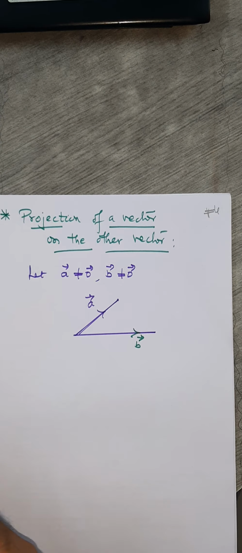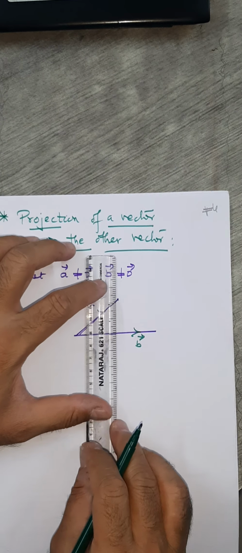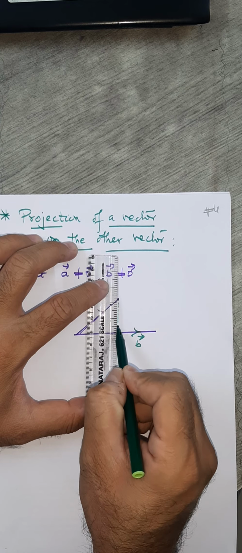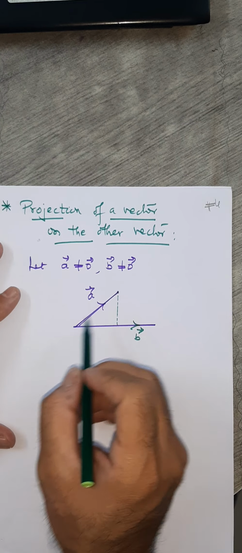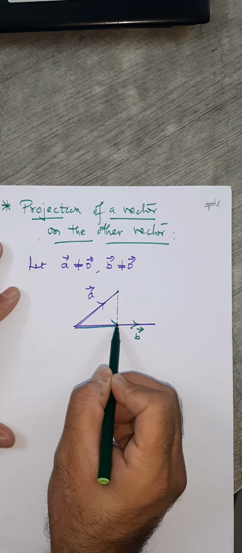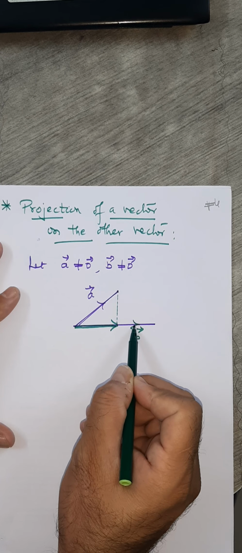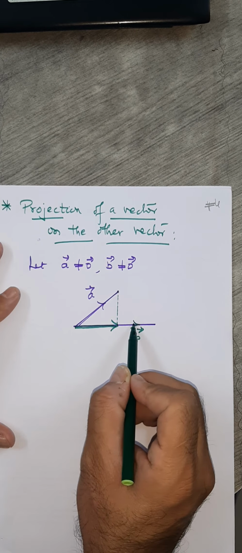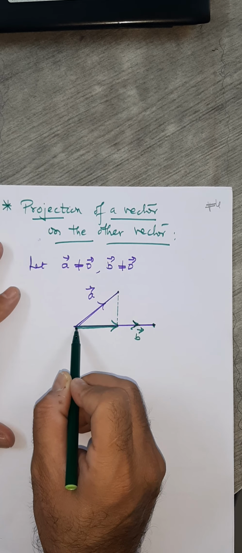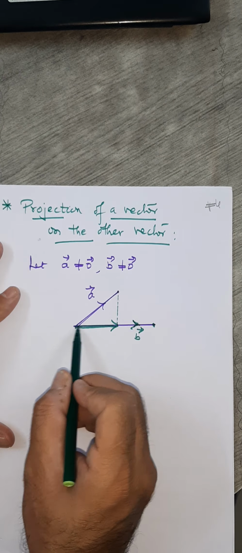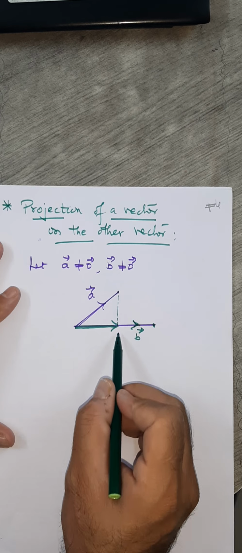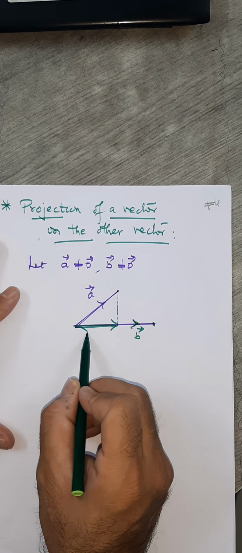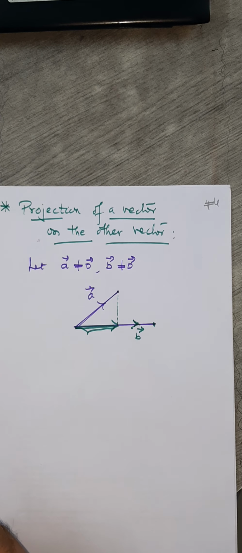Now what's the projection? Projection is nothing but the adjacent portion. If I draw a perpendicular from this vector to this, this portion is a portion of the entire vector B. The portion of the vector B, that's called the projection of A over this. This is perpendicular, remember. So this portion is called the projection vector.